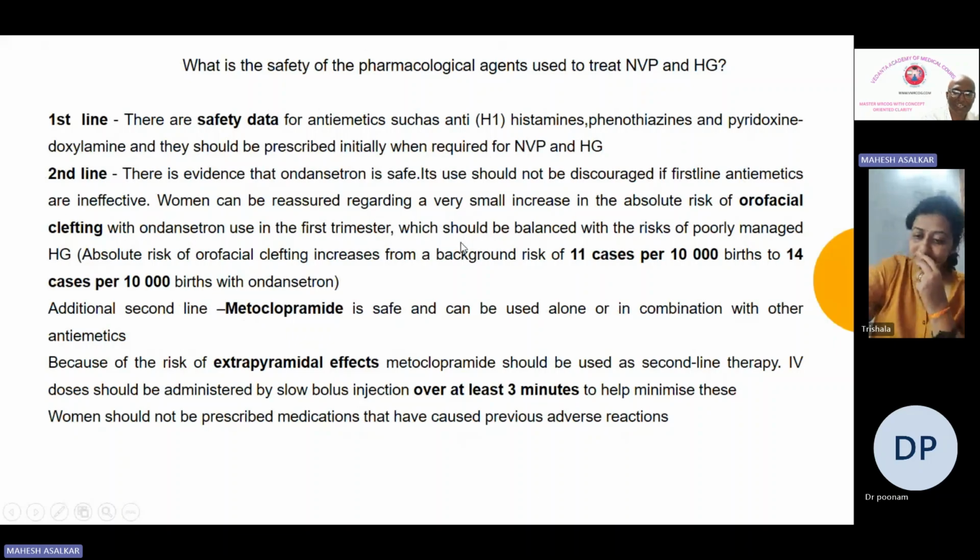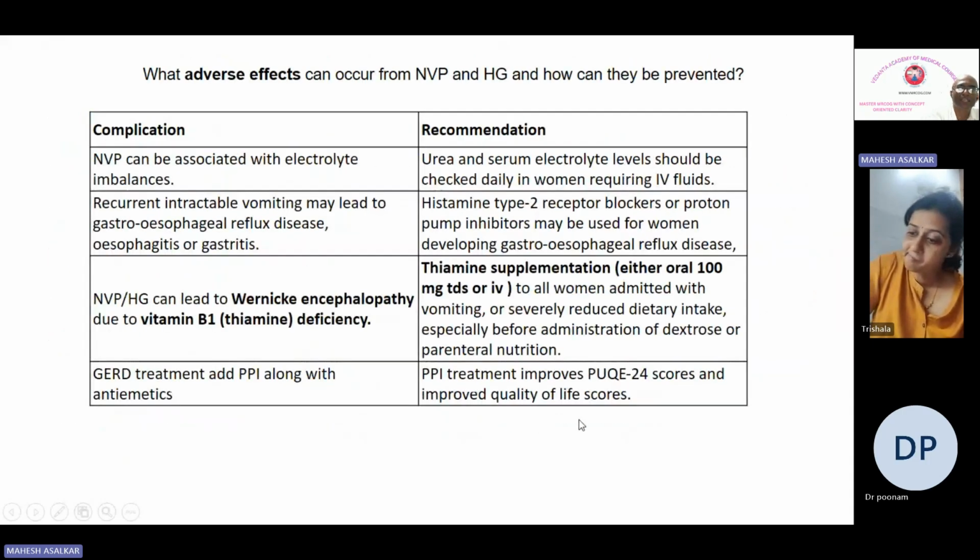Now this orofacial clefting, if you see with ondansetron, what do they say? The risk should be balanced with respect to poorly managed hyperemesis gravidarum. And what is the risk? 11 per 10,000 to 14 per 10,000. So this is very small, a very minor risk with ondansetron. Then metoclopramide can also be used, and because of the risk of extrapyramidal side effects, it has to be given slowly over a period of 3 minutes. Okay, that we have discussed.